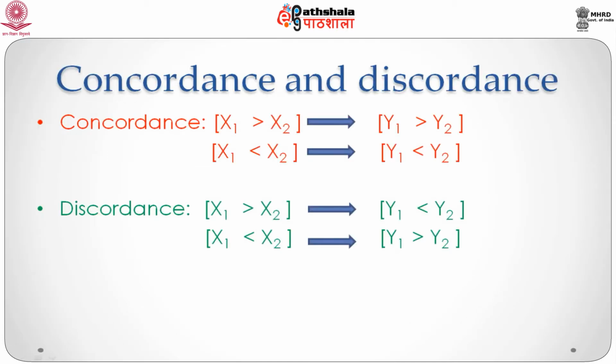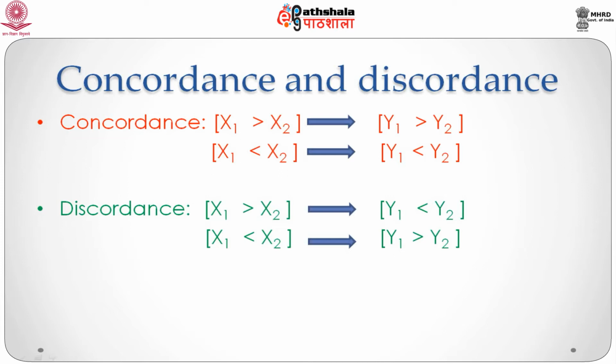To refresh your memory, concordance and discordance are defined as follows. We assume that we have two pairs of individuals and that the measurements on the two variables are given by x and y. Thus, for the first individual, the two variables are given by x1 and y1, and for the second individual, the two variables are given by x2 and y2. We have a situation of concordance if x1 greater than x2 implies y1 greater than y2, or x1 less than x2 implies y1 less than y2.